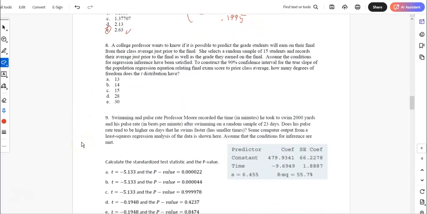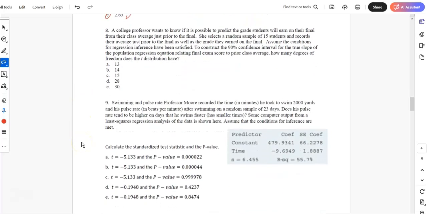A college professor wants to know if it is possible to predict the grade students will earn on their final from their class average just prior to the final. So would the class average kind of predict their final? She selected a random sample of 15 students, records their average just prior to the final, as well as the grade they earned on the final. Assume the conditions for regression inference have been satisfied. To construct a 90% confidence interval for the true slope of the population regression line relating the final exam to prior class average, how many degrees of freedom does the t-distribution have? So 15 students, so degrees of freedom is n minus 2.